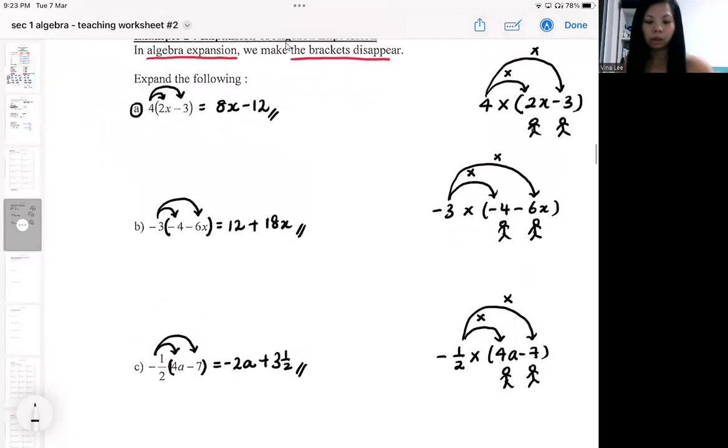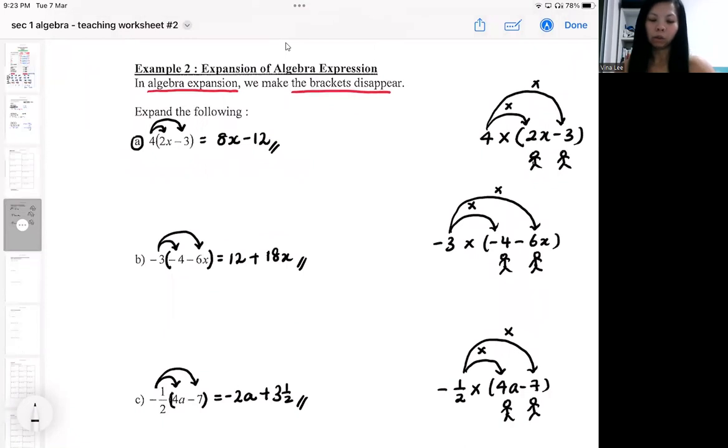So when we expand algebra, it doesn't mean it will just get fatter. It just means that the bracket will disappear. So we make the bracket disappear, open the door, and distribute whatever we want to distribute. That is called algebra expansion. After we expand, this is what we get: no more bracket.